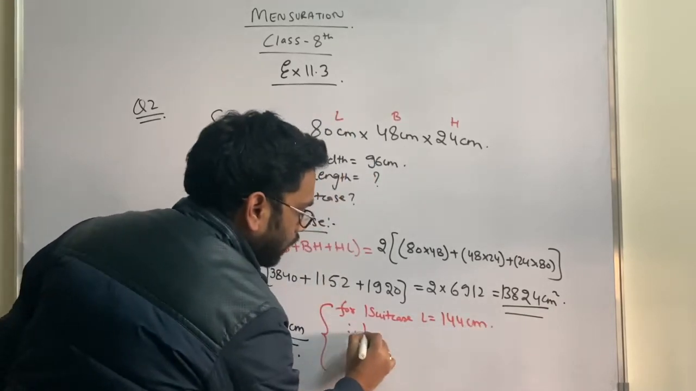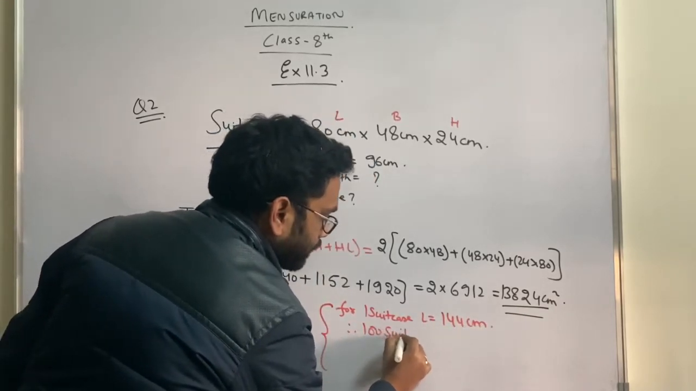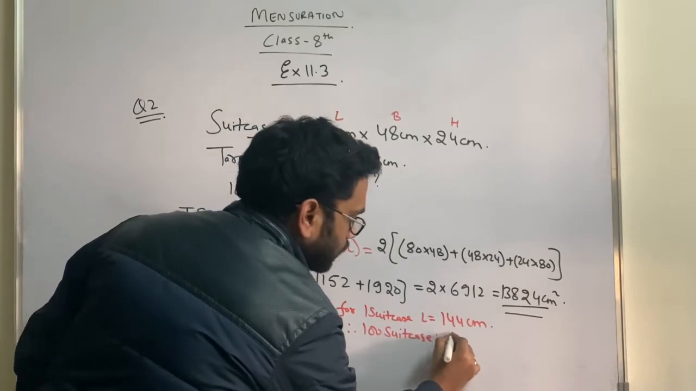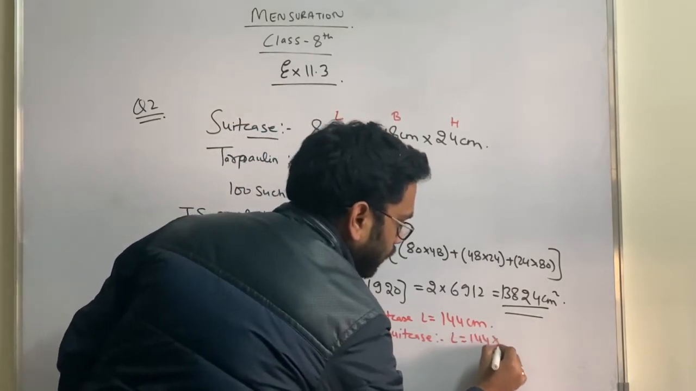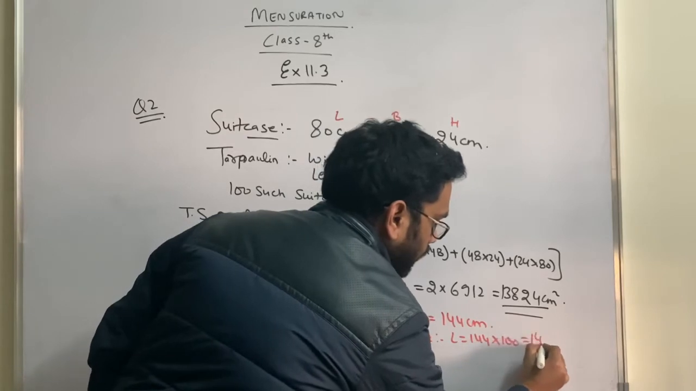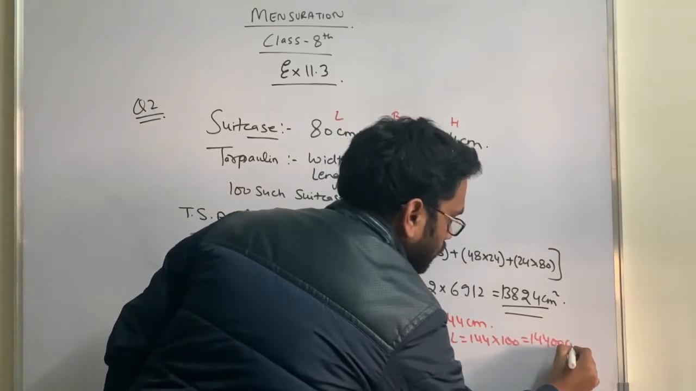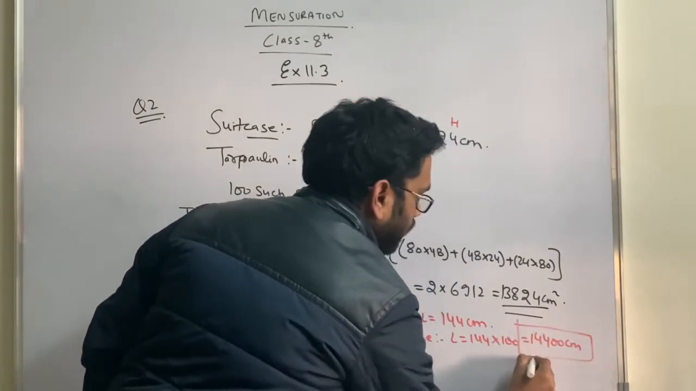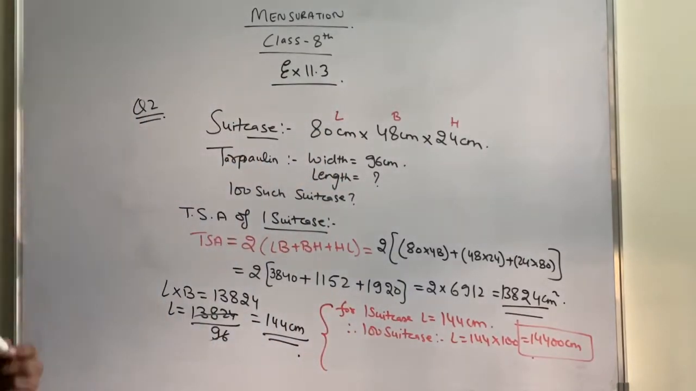Therefore for 100 suitcases, the length will be 144 into 100, which is equal to 14400 centimeter. So this is my final answer. This is the length you need to cover the 100 suitcases.